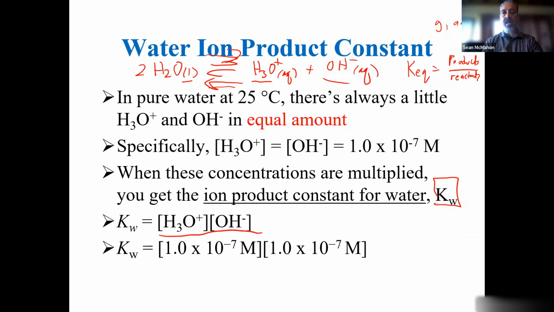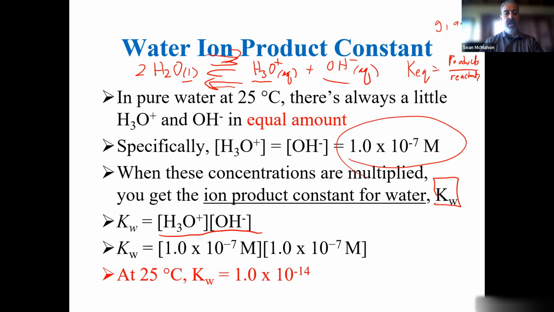Well, we can create an equilibrium constant at 25 degrees Celsius and basically take the concentrations of each of these under these equilibrium conditions, and we can calculate that at 25 degrees Celsius, water's equilibrium constant is 1 times 10 to the minus 14. Why is that? Because if we follow our rules of exponents, 10 to the minus 7 times 10 to the minus 7, you just add the exponents, and you get 10 to the minus 14.